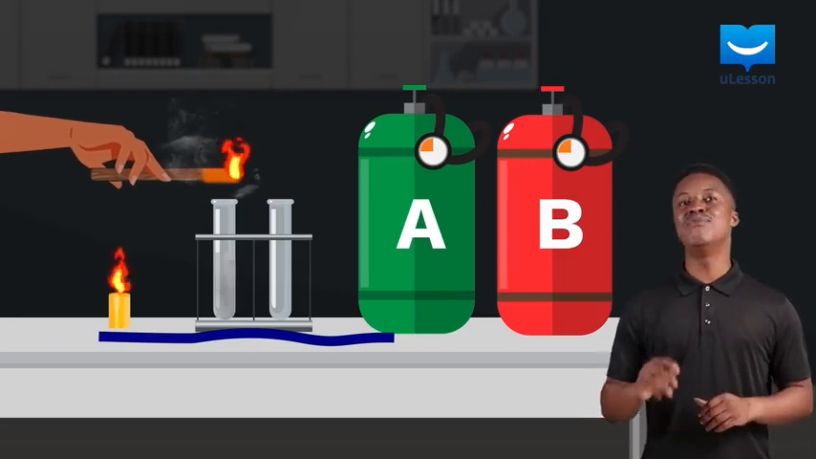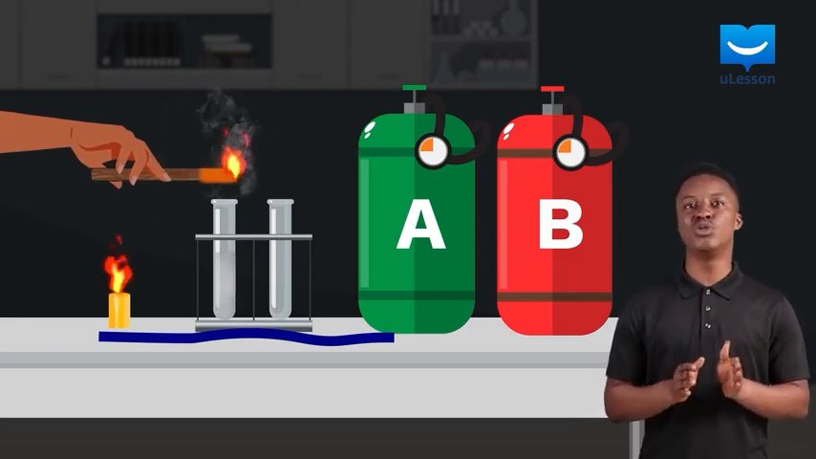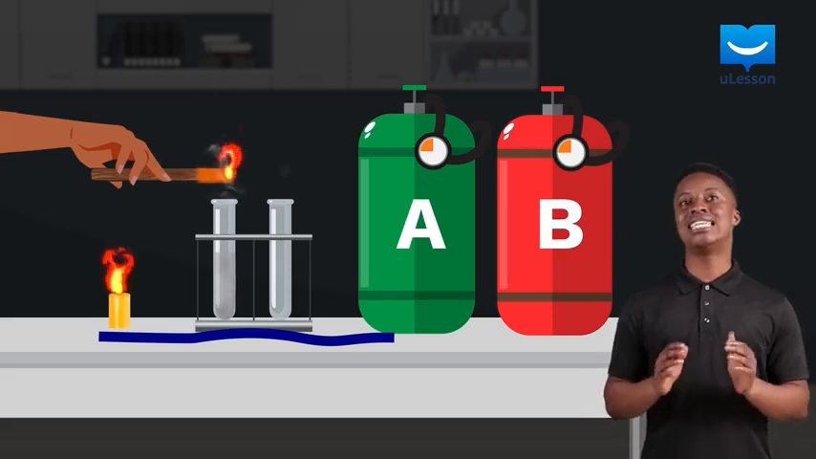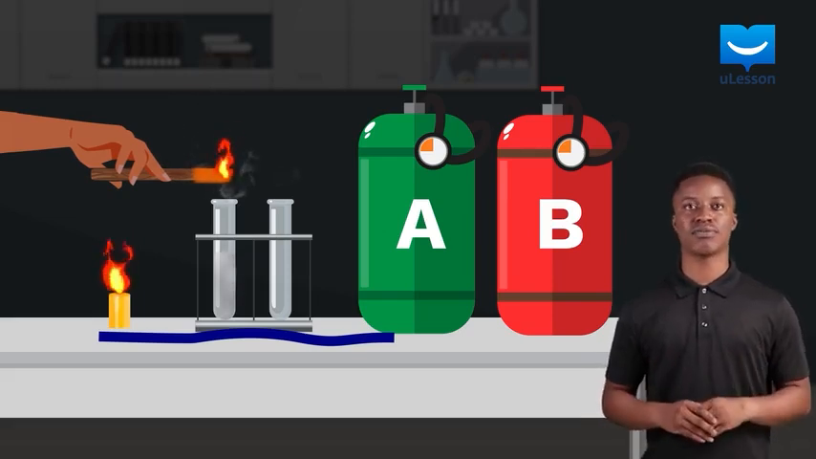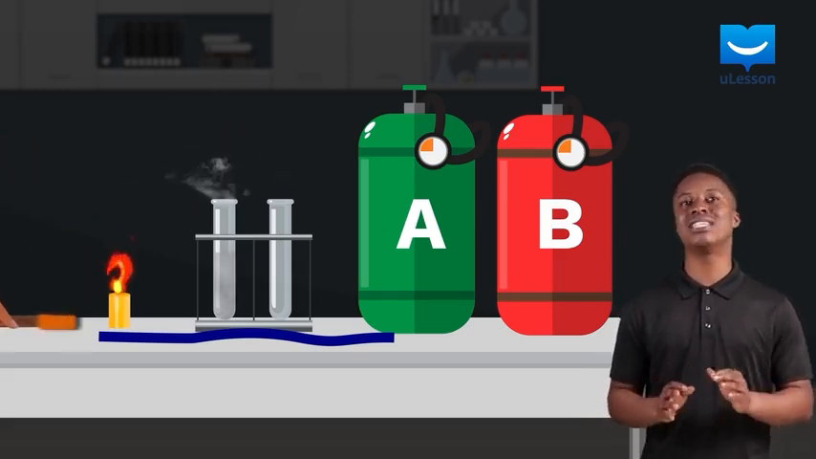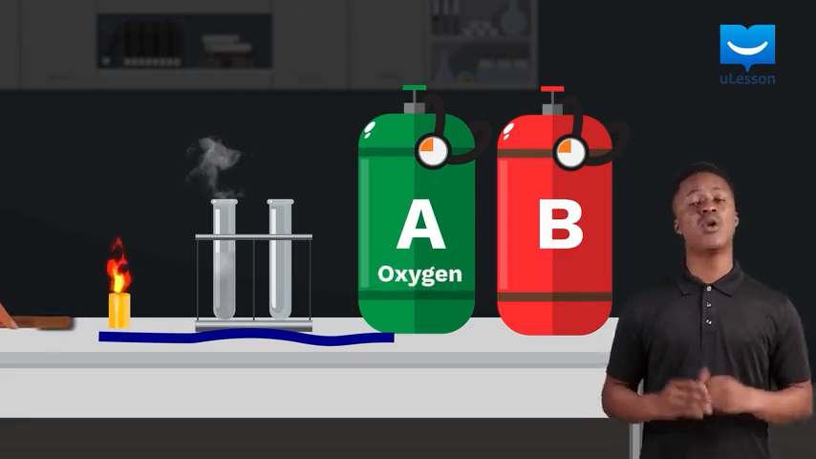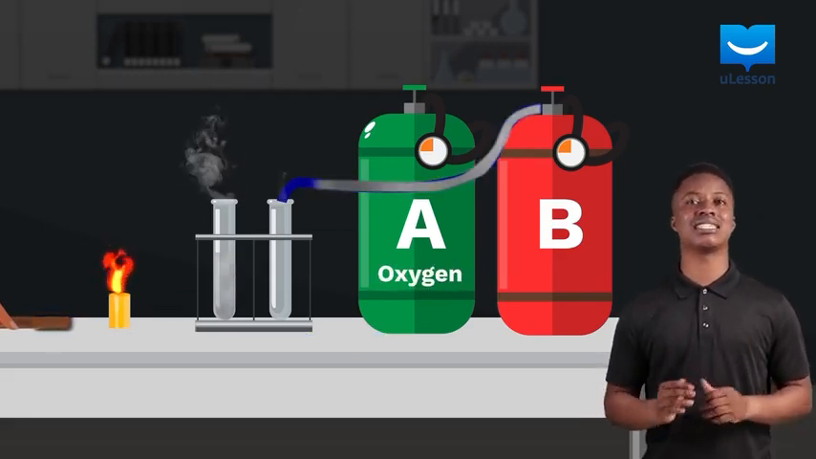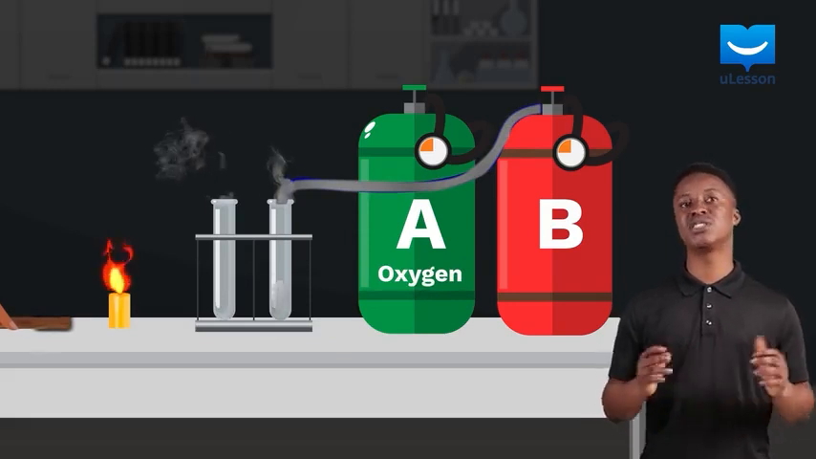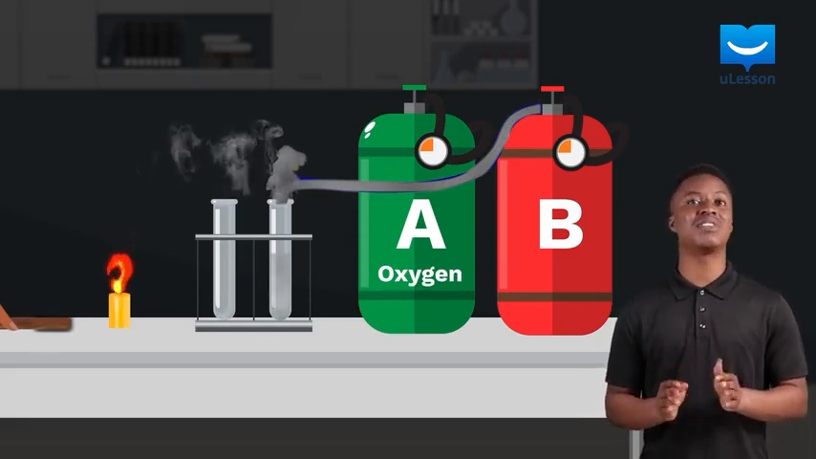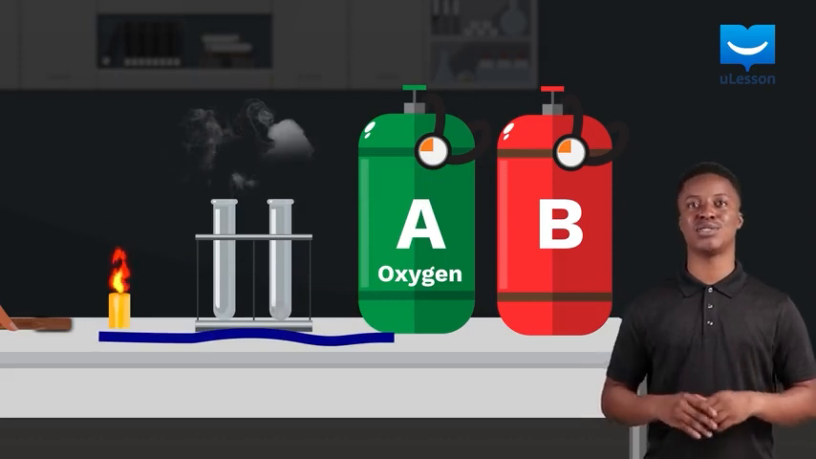As you can see, immediately the splinter is introduced into the test tube, the dying flame is rekindled. Now this gas which rekindles a glowing splinter is oxygen gas. We repeat this procedure with the gas in the canister B. Using our siphon, we transfer some of the gas in B into our test tube.